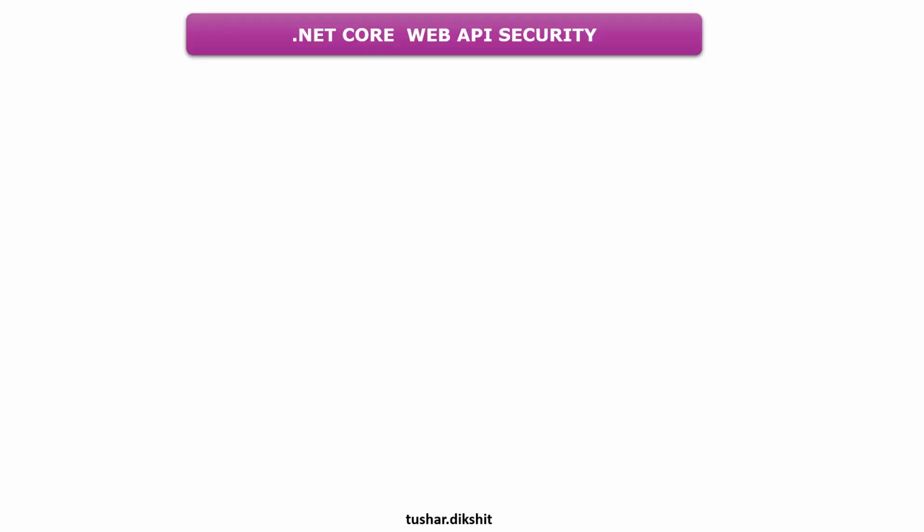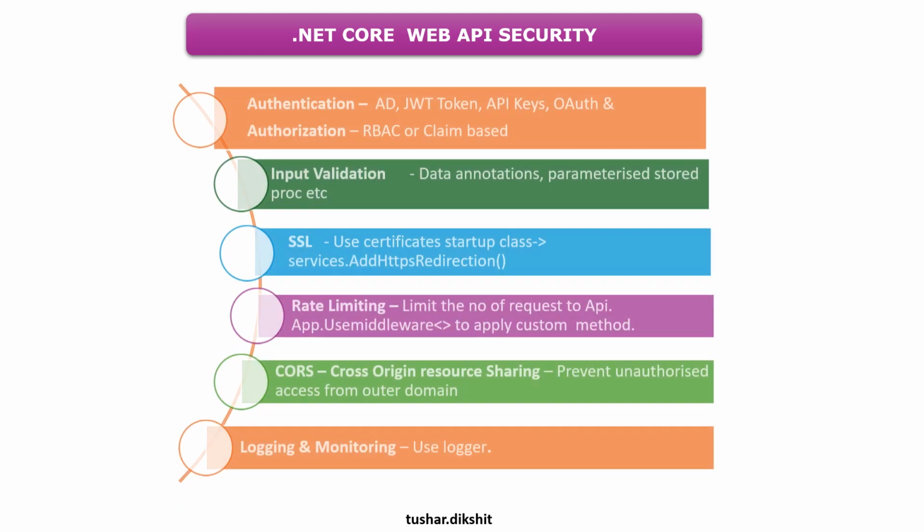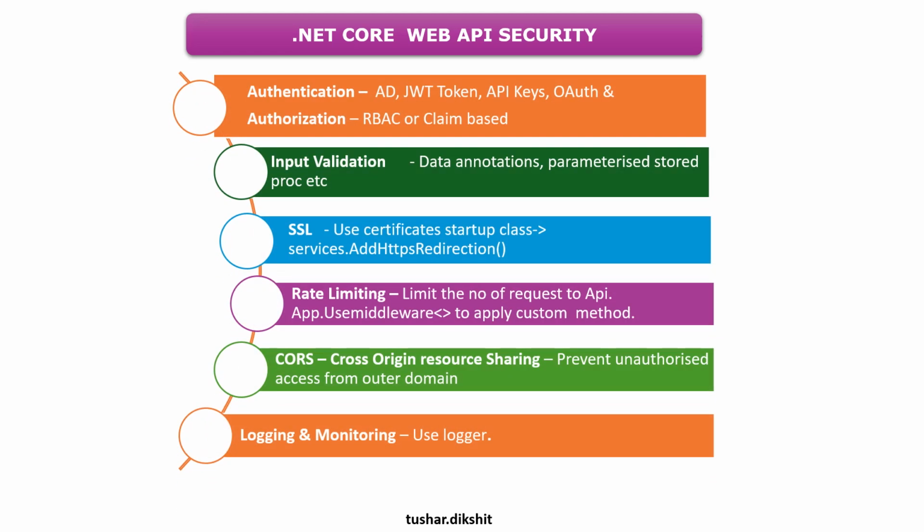Hello friends, so this is a quick video about .NET Web API security. This is a common interview question: what are the measures you can apply to secure a Web API? As you can see, the Web API is exposed as a URL to other services. So there are certain measures that can be applied to a .NET Core Web API, and there are 6 points to remember.